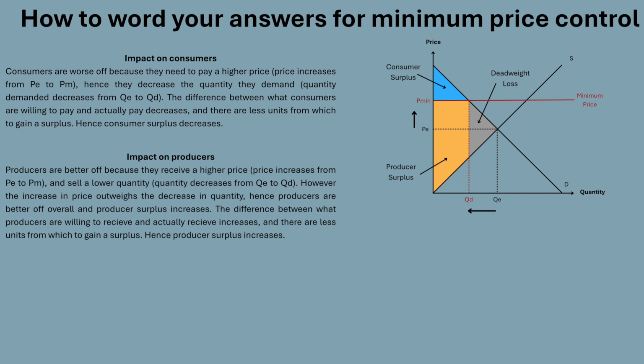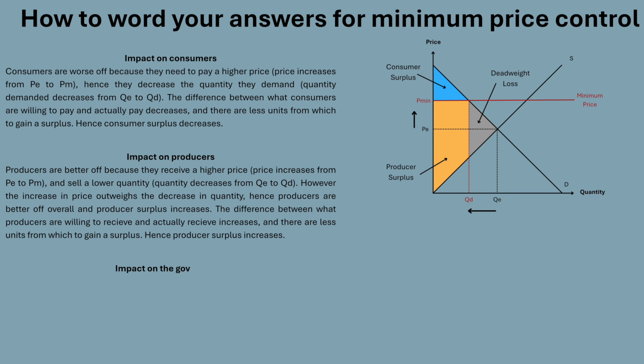The difference between what producers are willing to sell for and actually sell for increases, so that was the definition of producer surplus. So we're just saying that producer surplus increases, and there are less units from which to gain a surplus. So we're saying that the quantity sold is less, therefore there are less opportunities for the producer to benefit from selling something.